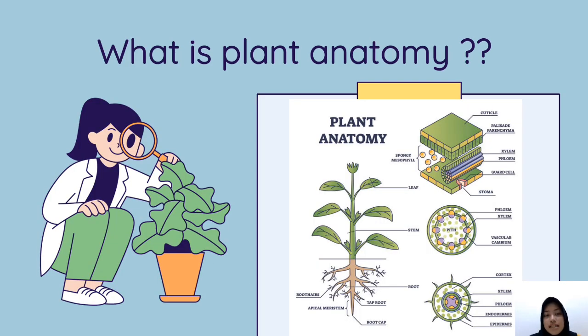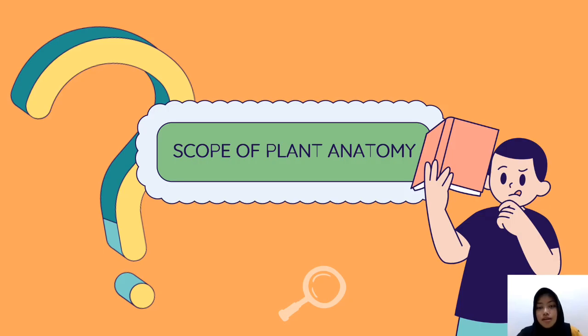So, what is plant anatomy? Plant anatomy is a branch of biology that studies the internal structure of plants, including the cells, tissue, and organs that make up the plant body. It helps us understand how plants grow, develop, and function under various environmental conditions. Okay, the next material is the scope of plant anatomy.